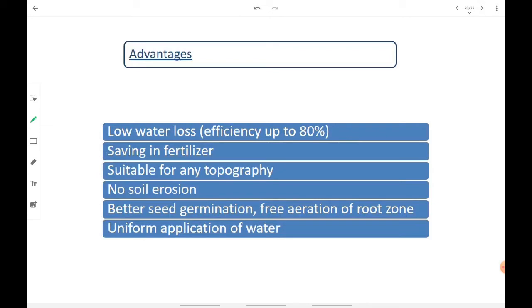Advantages, let's first see the bright side. Low water loss. Whatever the water is sprinkled on the land totally reaches the roots of the plant. It totally gets percolated in the effective soil area.